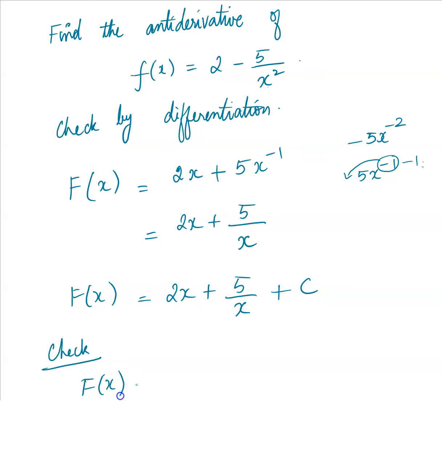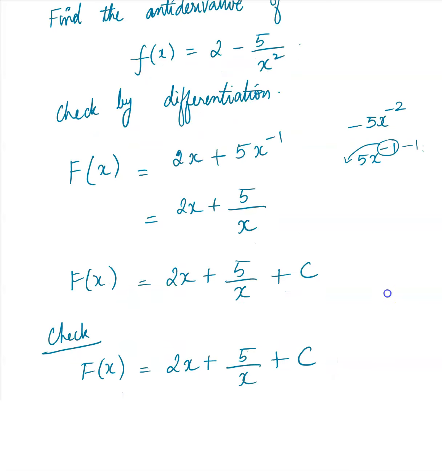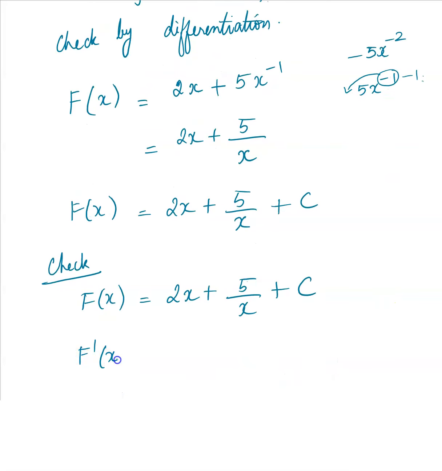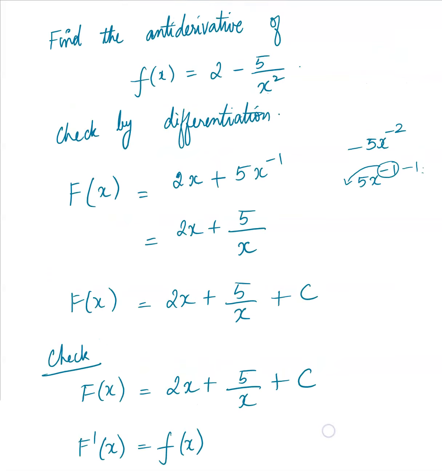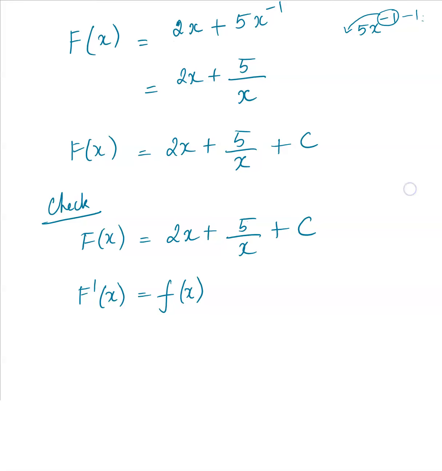So take your F of x, which is what we just found, and then you find its derivative, F prime of x, which is nothing but your small f of x, the very one that we were given. That's going to be 2 minus 5 x power negative 2, which will become x squared, plus 0, which is 2 minus 5 over x squared. Check this, this is the same as your f of x in the given problem.